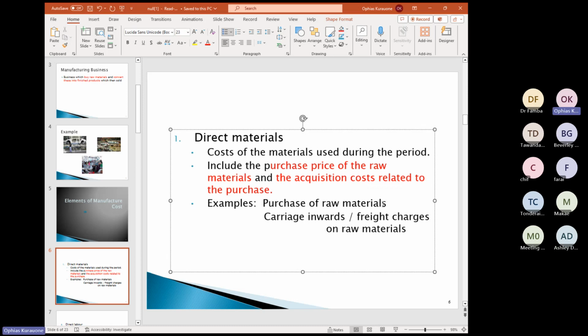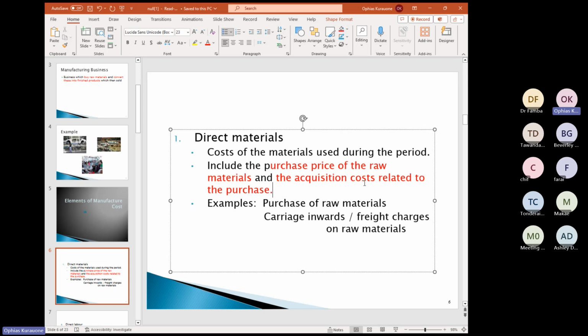Example, purchase of raw materials. When you purchase, for example, maybe you are in the business of manufacturing planks, you are a carpenter, you can purchase raw materials. Then sometimes you find out that to transport those planks, maybe from Nyanga forestry to Harare, you need to pay for the transport fee, that is the carriage inwards, freight charges on raw materials.